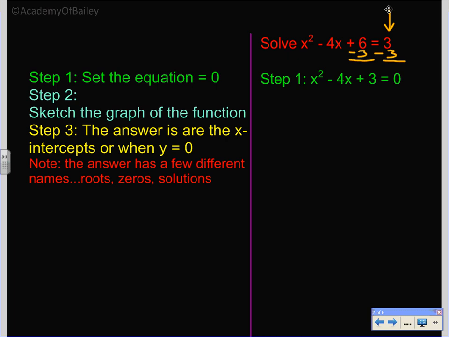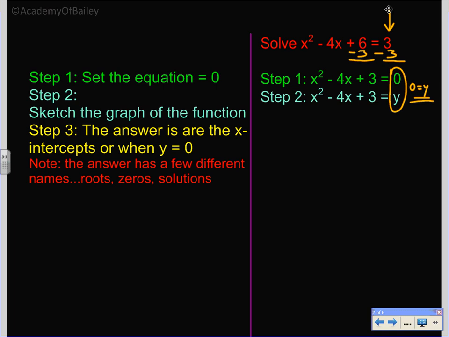So this is what we have. So that's step number one. We have the equation set equal to 0. And we need to do that because in step 2, instead of 0 now, we're going to put a y in there. And this is important because 0 equals y, or backwards, y equals 0. And wherever y is equal to 0, that's going to be our solution. That's going to be our answers.